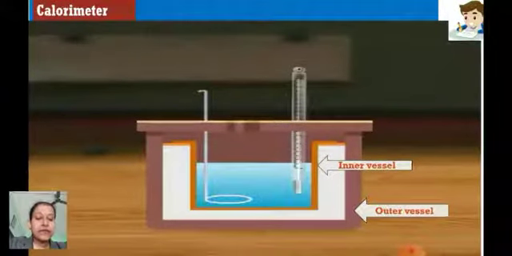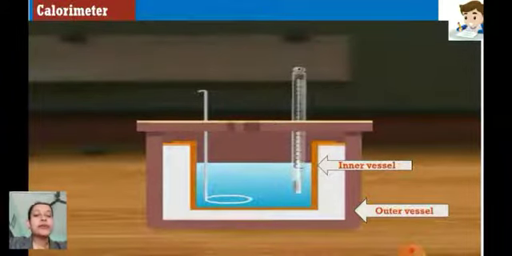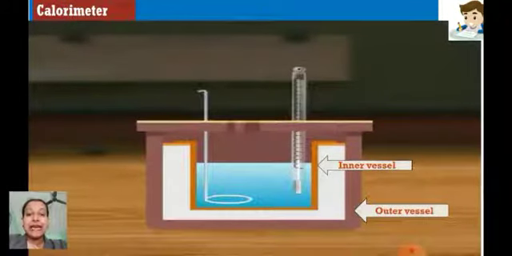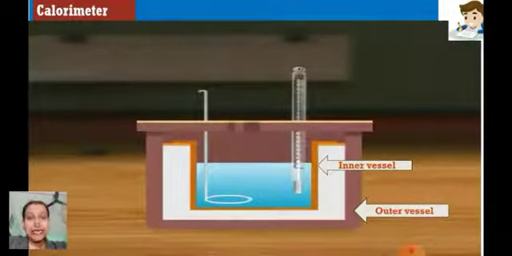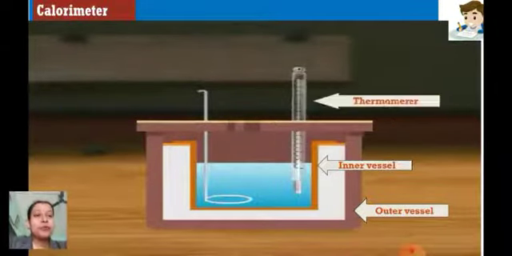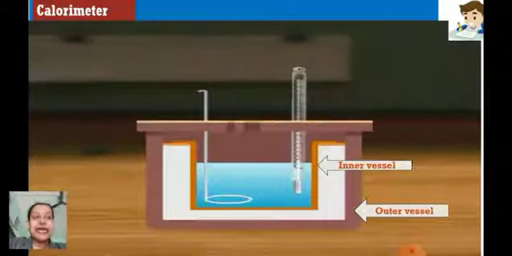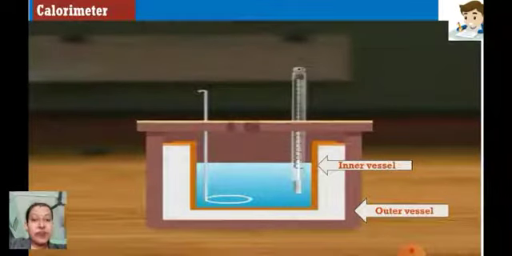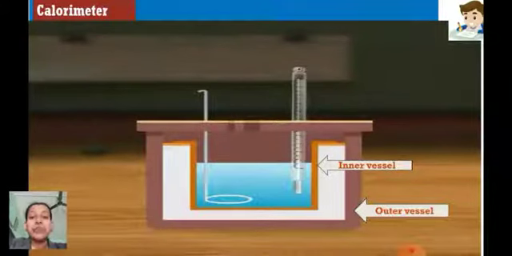This outer vessel is made up of a substance which is a bad conductor of heat. That means heat will neither get absorbed from outside nor go out from inside the calorimeter. And in between these two there is a small air cavity, which keeps the two vessels apart so that heat cannot pass from the inner vessel to the outer vessel. That means the inner vessel is thermally insulated.